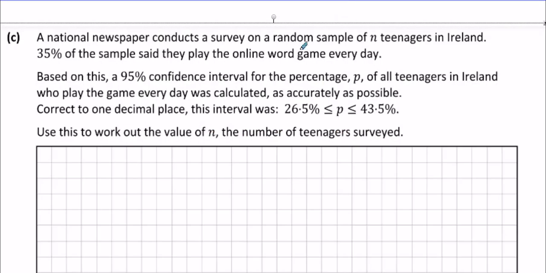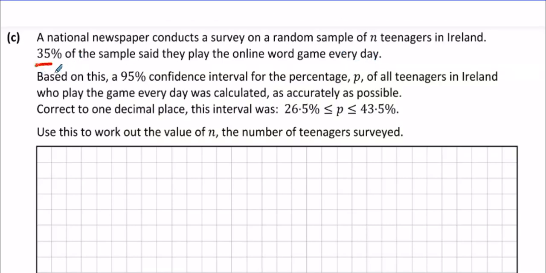Okay. A national newspaper conducts a survey on a random number of n teenagers in Ireland. 35% of the sample said they play the online word game every day. Based on a 95% confidence interval for the percentage p, percentage is another fancy way of saying proportion. A proportion is a fraction. Percentage is a fraction multiplied by 100. It was calculated to one decimal place as 26.5 and 43.5. Use this to work out the value of n.